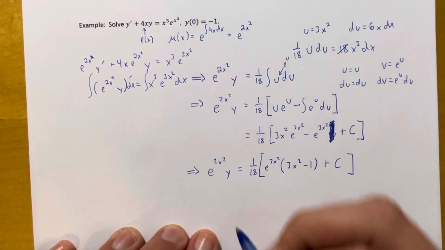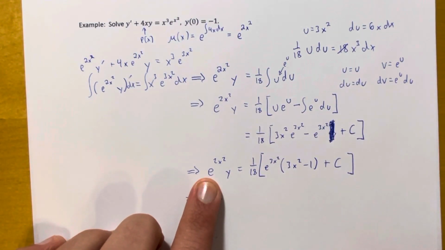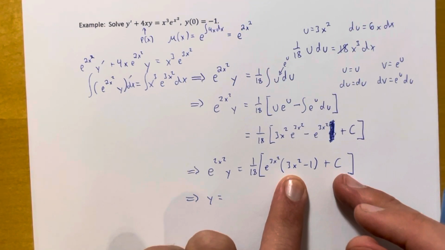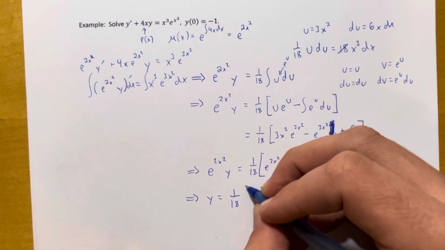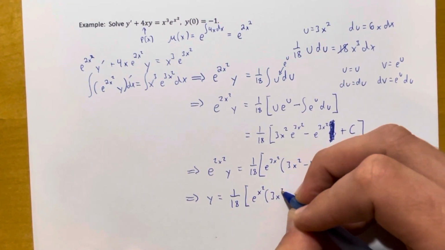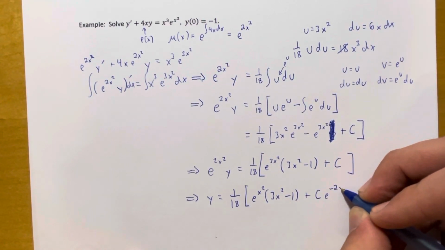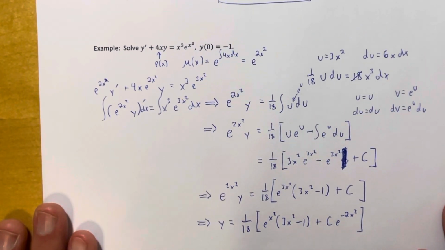Okay. Finally, isolate the y by dividing both sides by e to the 2x squared. So I can divide each of these terms by that to accomplish that, and I get some simplification happening here. That's going to look like 1/18 times e to the x squared, 3x squared minus 1, plus c e to the negative 2x squared, since I divided. Okay? Now we aren't done, because I have to solve for that c there, and that's where my initial condition is going to come into play.